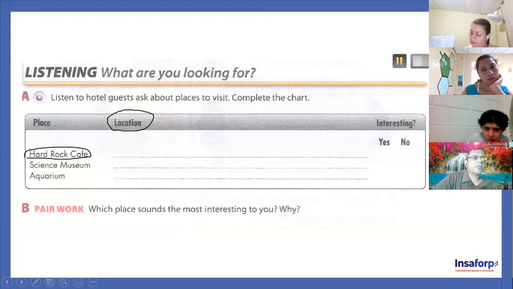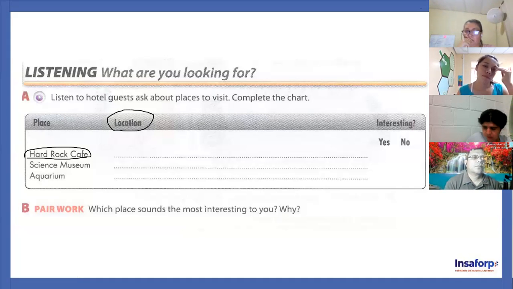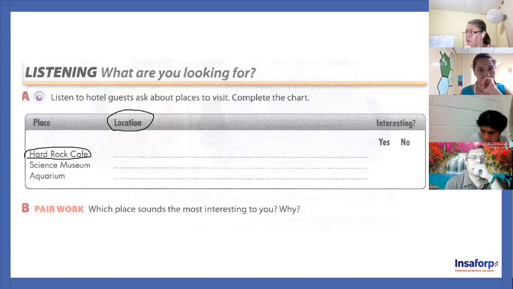Listen to hotel guests ask about places to visit. Complete the chart. Good morning. Can I help you? Yes. We need some directions. Sure. What are you looking for? Well, first of all, we're looking for the Hard Rock Cafe. How far is it from here? Oh, it's just a few minutes from here, right across from the National Bank. The National Bank on Park Avenue? Yes, that's the one. Is the Hard Rock Cafe a nice place? Well, I think so. The food is good, and there are some interesting things to look at in the restaurant, like one of Elvis's cars. Great.